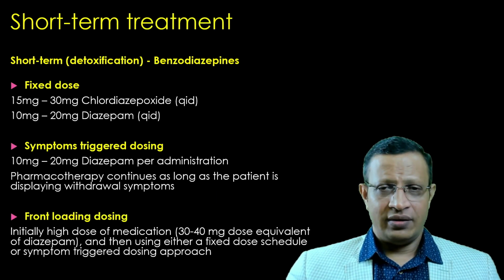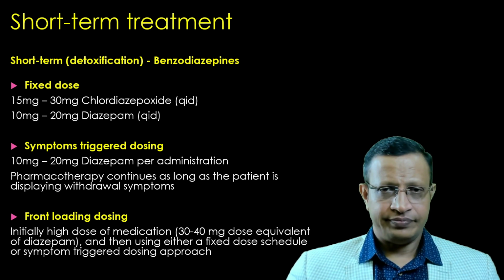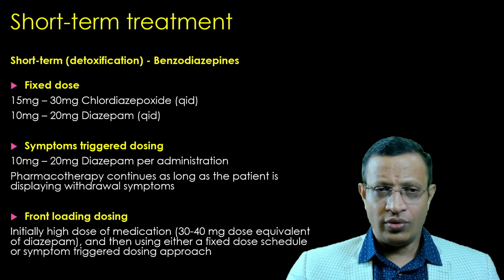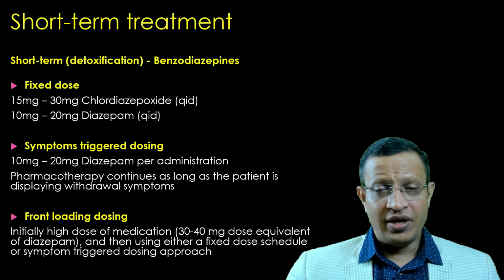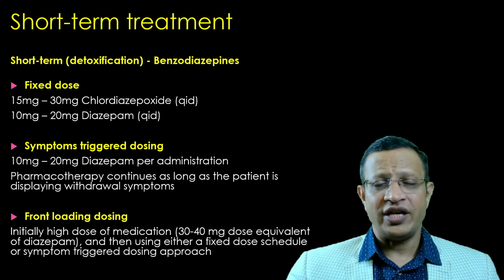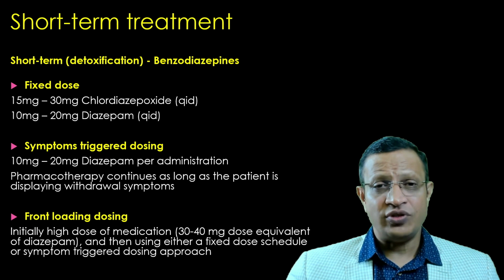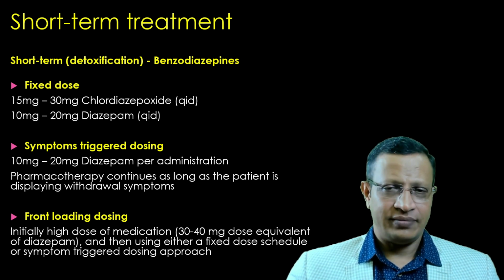Let's look into the medication dosage. There are 3 types of dosing. One is fixed dosage. You start based upon the number of units he is taking. Either you can start 15 mg to 30 mg of chlordiazepoxide 4 times a day, or else you can consider 10 to 20 mg of diazepam 4 times a day.